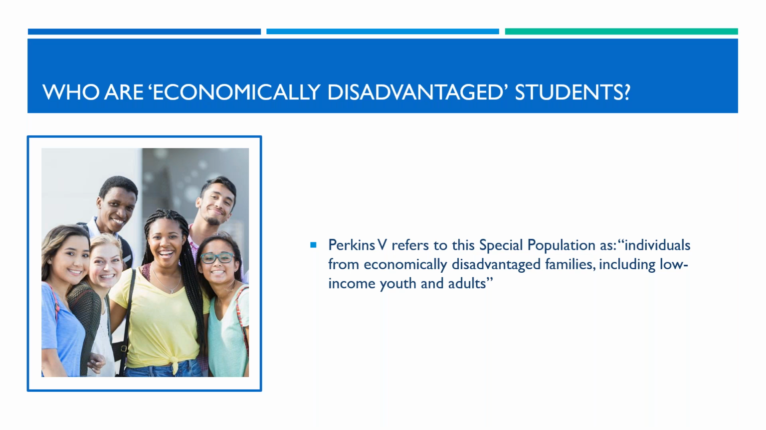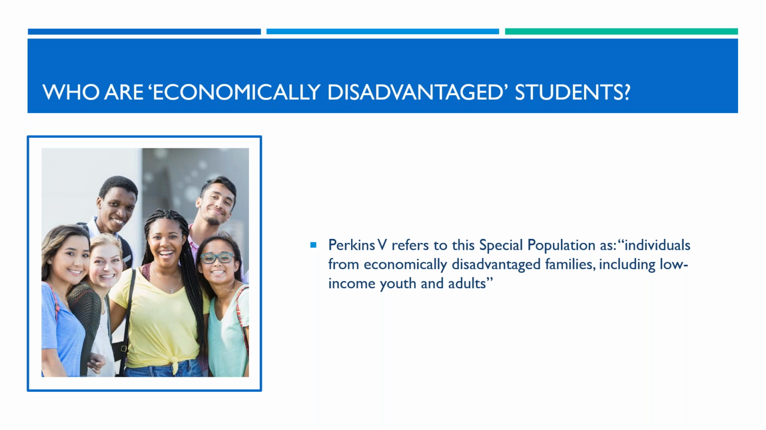So who are economically disadvantaged students? When you look in Perkins V, Perkins V refers to this particular special population as individuals from economically disadvantaged families, including low-income youth and adults. What Perkins V does not do is specifically define what economically disadvantaged or low income means. In my opinion, one of the nice things about Perkins V is that it wraps and connects with WIOA and ESSA and some of the guidance and laws that we already have in place.